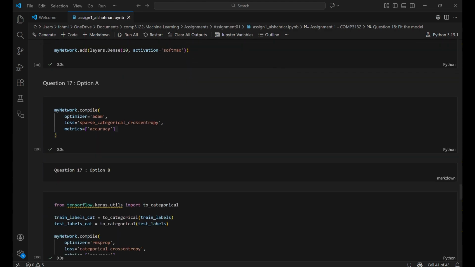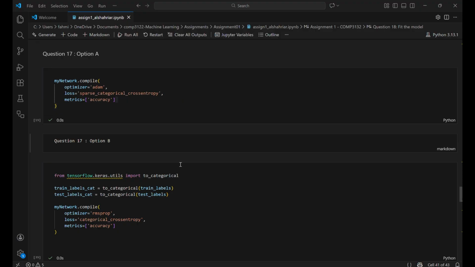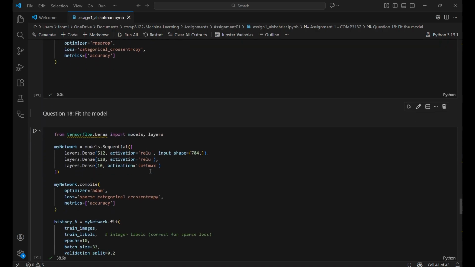In question 7, I used the Adam optimizer with the sparse categorical crossentropy loss function, which works with integer labels. In option B, I used the RMSprop optimizer with the categorical crossentropy loss function, which required converting the labels into one-hot encoded format. For both configurations, I trained the model for 10 epochs using the fit function and observed the training accuracy.